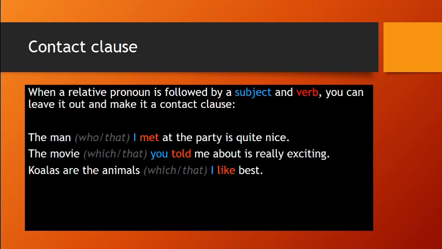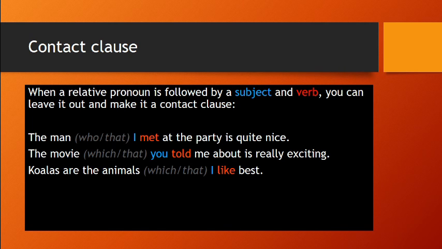A relative pronoun is a word like who, that, or which. These are marked in gray. Then we've got the subject, which is marked in blue, like I or you. And we've got verbs, these are marked in red, like met, told, and like. Now, when a relative pronoun, like who or that or which, is followed by a subject marked in blue and a verb marked in red, we can leave this relative pronoun out.